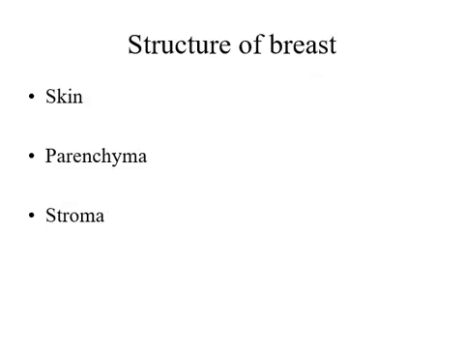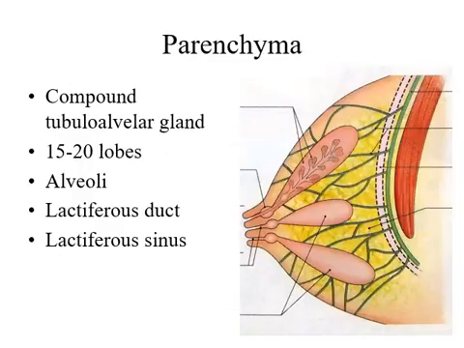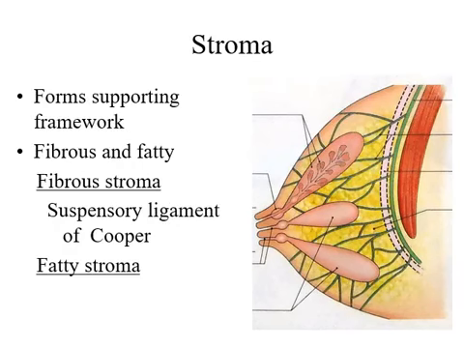Now what is the structure of the mammary gland? It consists of skin, parenchyma and stroma. So the structure is divided into three parts: the skin, the parenchyma and the stroma. The parenchyma forms the lobes and alveoli, and the stroma forms the fibrous septa and the fat.